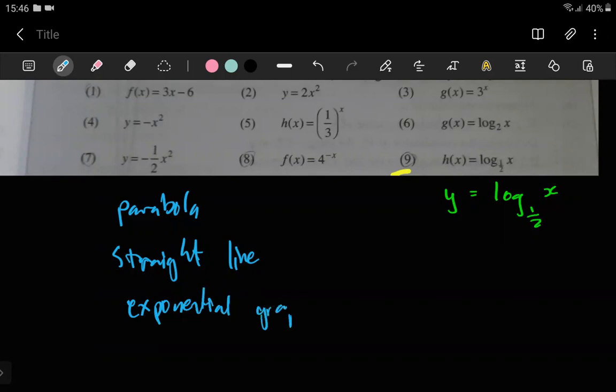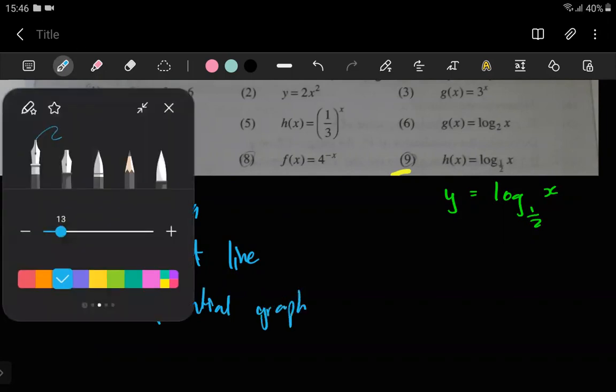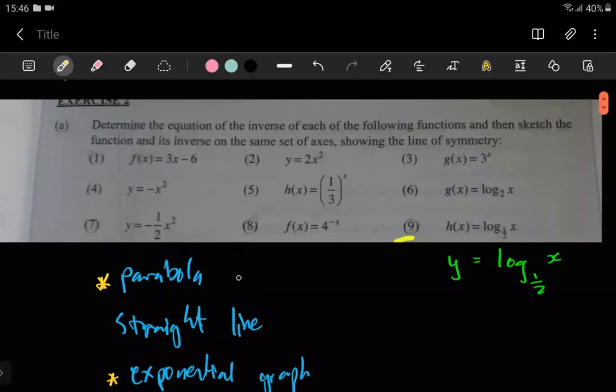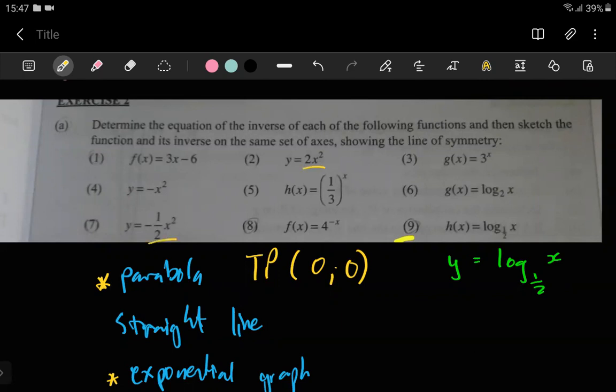Now here's the good part. When you work with an exponential graph and a parabola, firstly, with the parabola, the turning point will always be the origin. I think with grade 12, it's literally always the origin. So that's already a big advantage. You can just look at these questions. This, the turning point is at the origin. This, the turning point is at the origin.